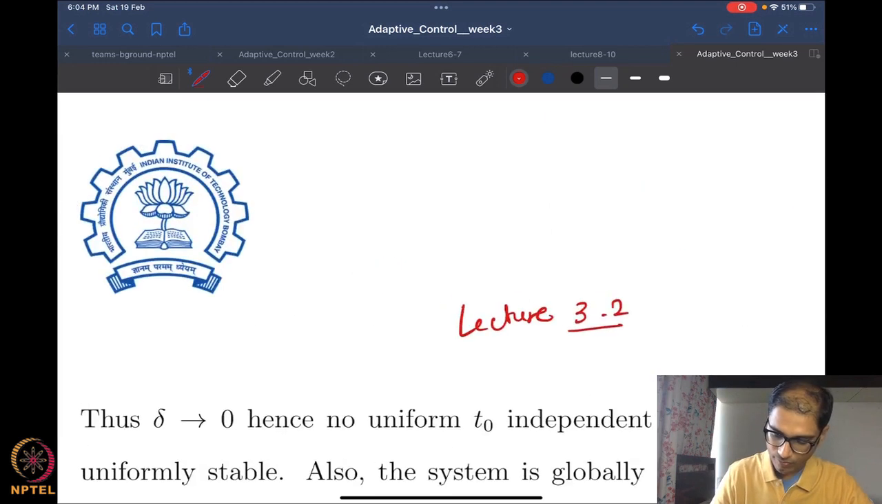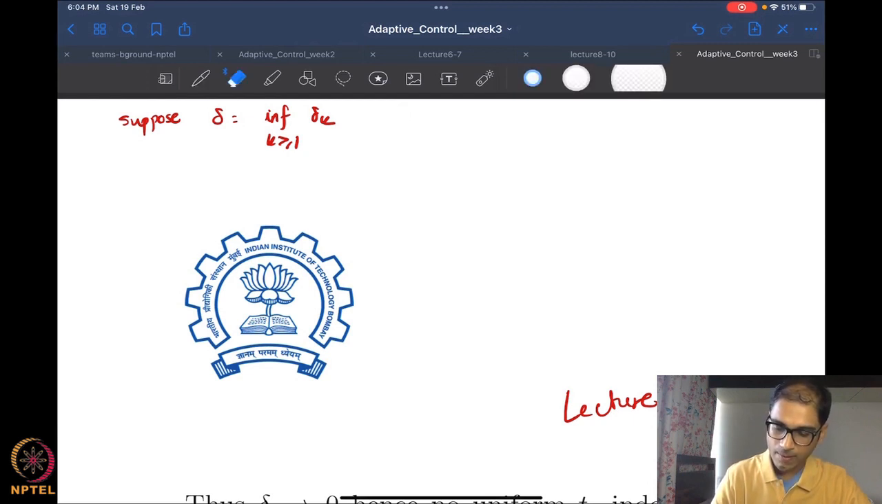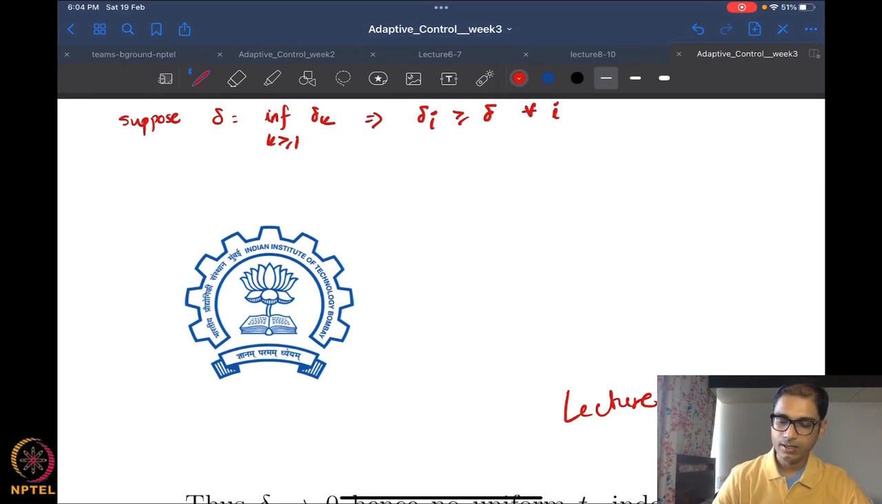Suppose now I choose my delta as the smallest one. Then what happens? I know that this delta is the smallest one. So obviously, delta i is greater than or equal to delta for all i, because I chose the smallest value. So obviously, all other values have to be greater than or equal to this value.